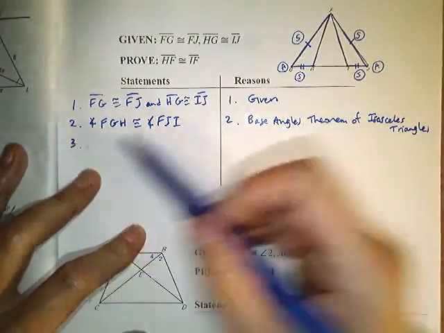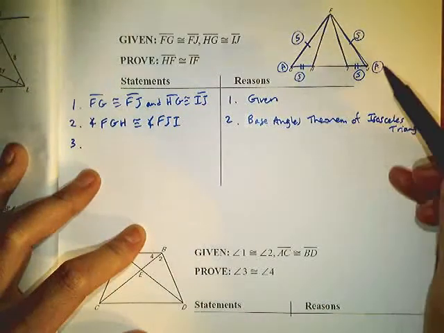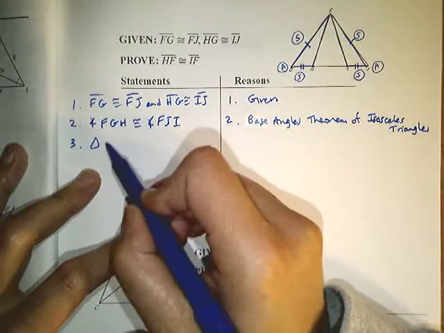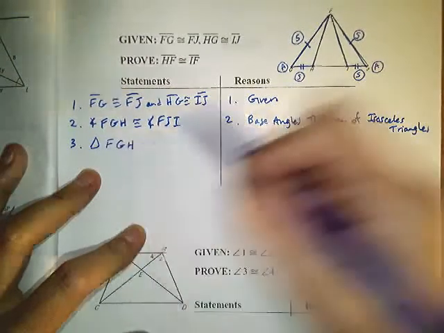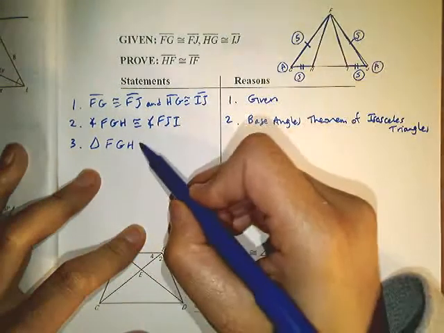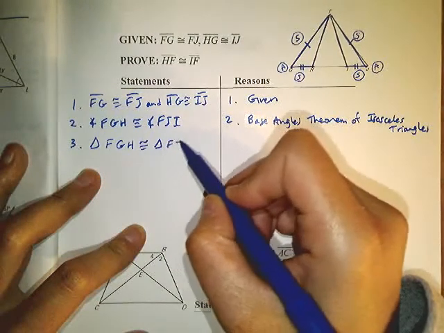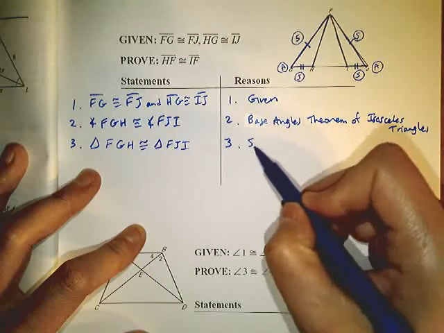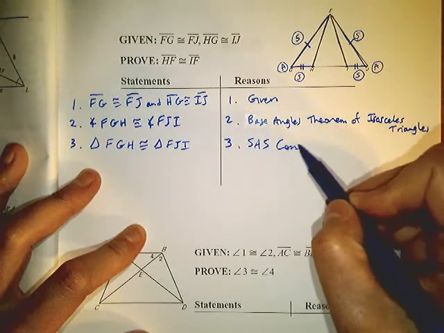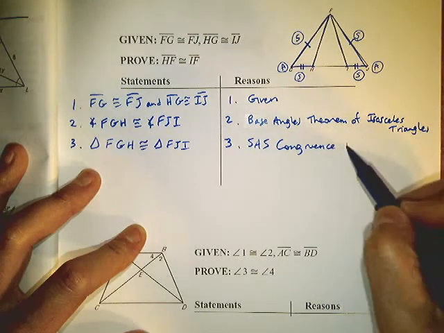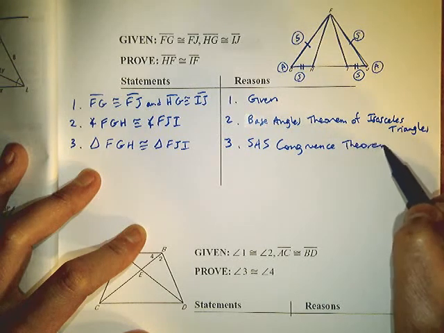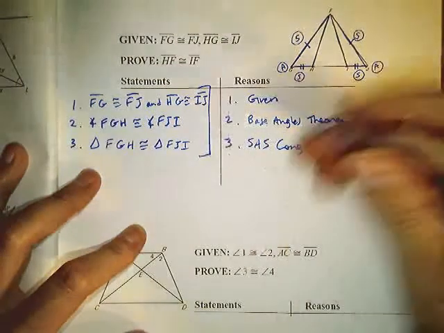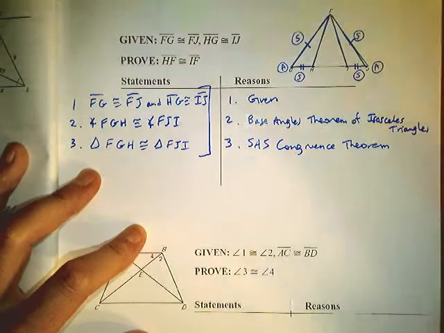So now I have a pair of sides, a pair of angles, and a pair of sides where the angles are in between the sides. So I could say that triangle FGH, that's this one over here, is congruent to triangle FJI, that's that one right here, because of the side angle side congruence theorem for triangles. So that's phase 1, showing that two triangles are congruent.